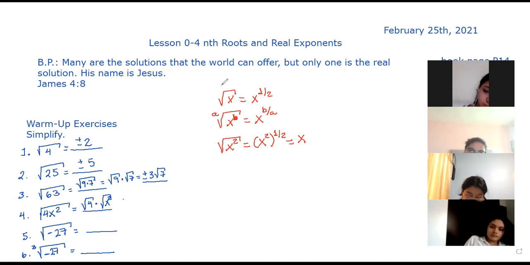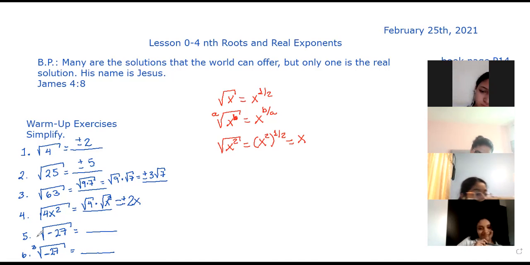This must be equal to 2, because the square root of 4 is 2, positive and negative 2. And the square root of x squared, well, you have it here, is x. So the square root of 4x squared is positive and negative 2x.